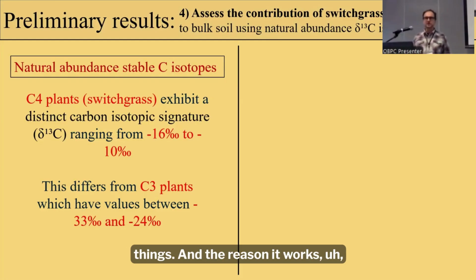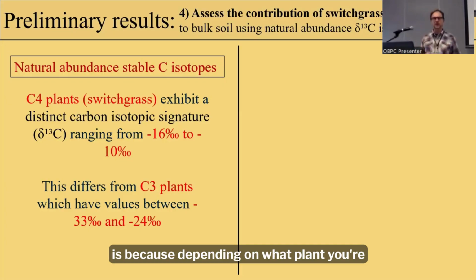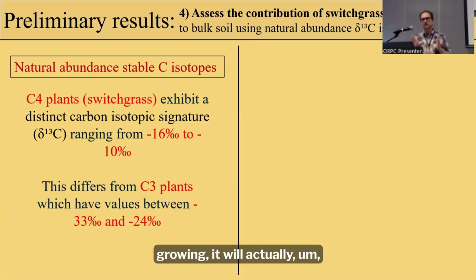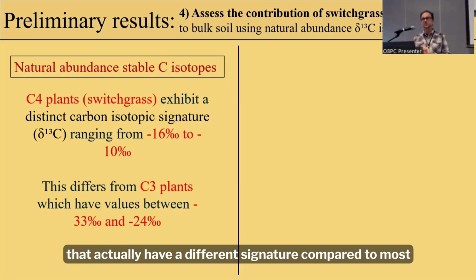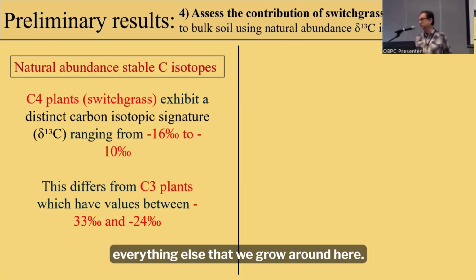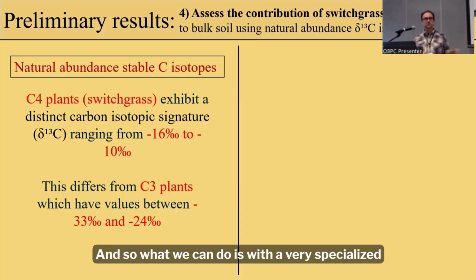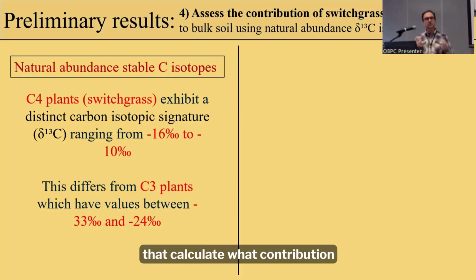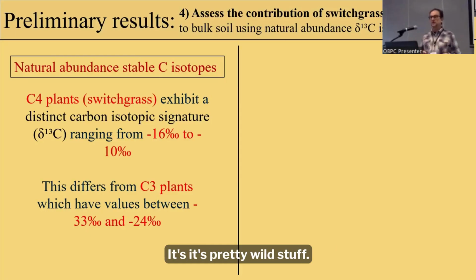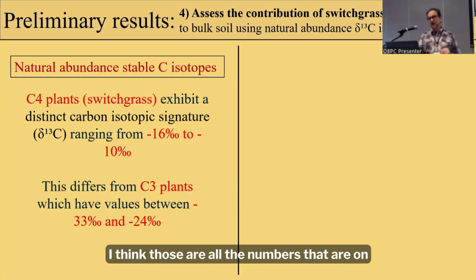And the reason it works is because depending on what plant you're growing, it will actually promote or favor the accumulation of the lighter carbon isotope over the heavier. As it turns out, corn, switchgrass are the kind of plants that actually have a different signature compared to most everything else that we grow around here. And so what we can do is with a very specialized instrument, we can measure the difference between those two isotopes and calculate what contribution switchgrass had to that organic matter in that soil. It's pretty wild stuff, I think.